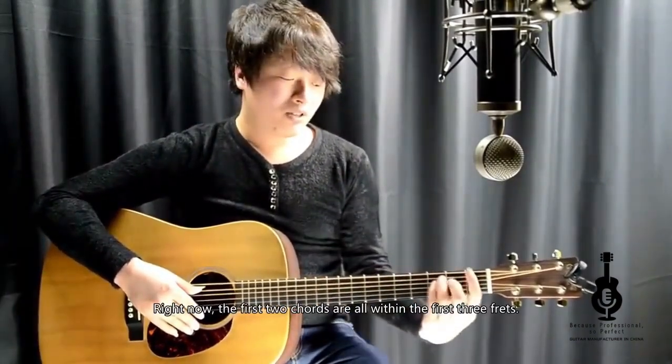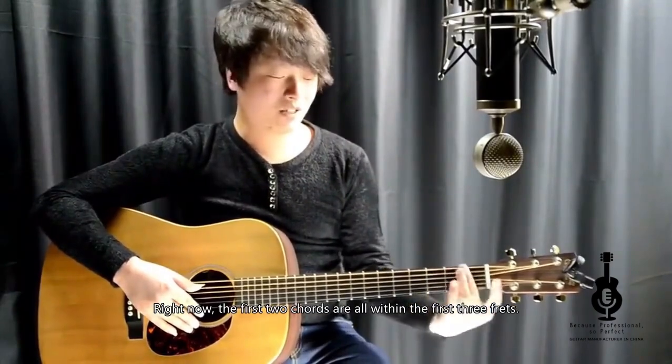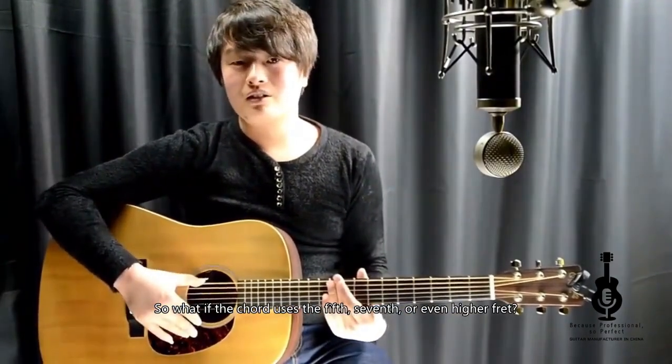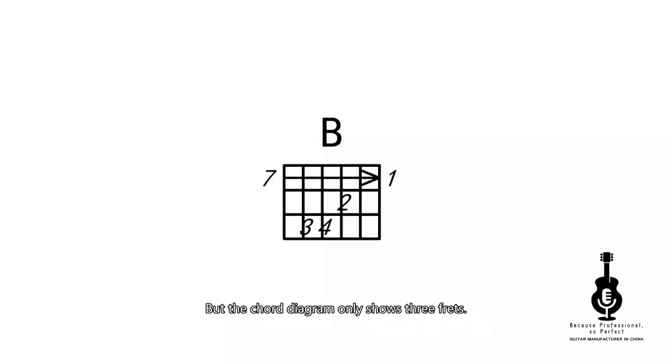And now let's take another look. Like I said before, right now the first 2 chords are all within the first 3 frets. So what if the chord uses the 5th, 7th, or even higher fret? But the chord diagram only shows 3 frets. Now look at this picture.